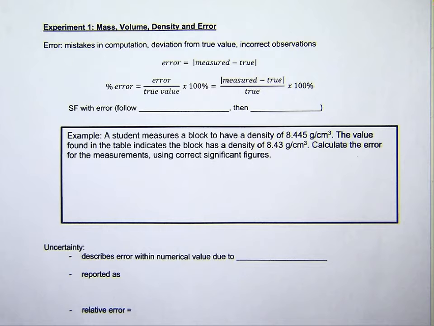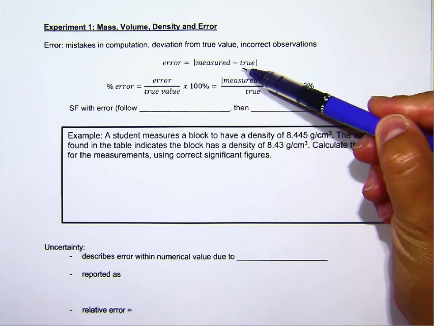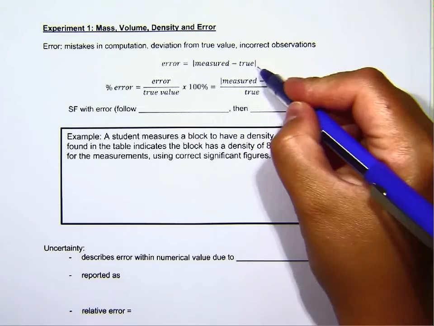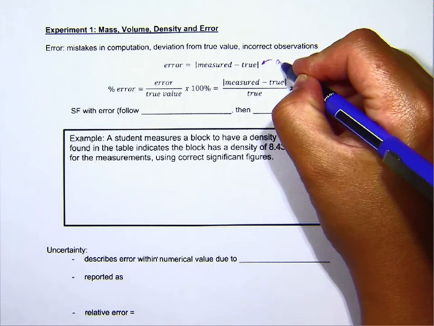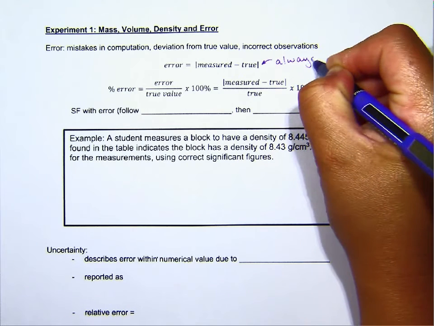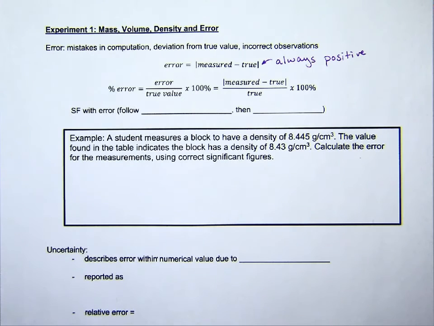So when we're thinking about error, what we're thinking about is kind of the difference between the measured and the true value. And notice that these have absolute value marks here, because error is always positive. So when we're reporting out our error, we're going to be getting positive values. Because really, we're not thinking about so much whether the difference is high or low. Really, what we're thinking about is how different are the values.